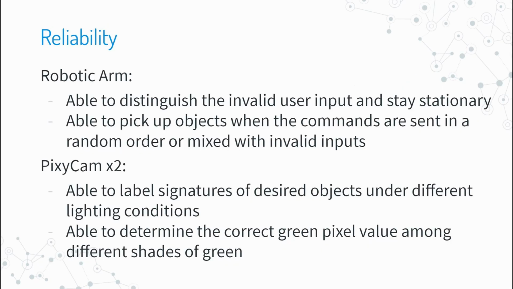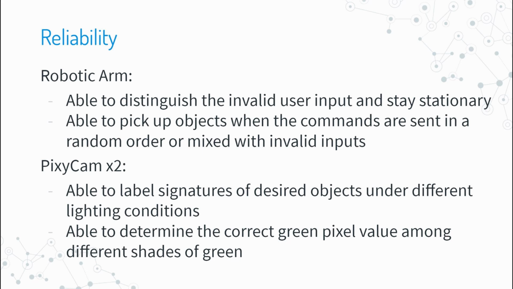Here we have the reliability of our designed system. The robotic arm is able to distinguish invalid user input and stay stationary. It is able to pick up objects when the commands are sent in a random order or mixed with invalid inputs. For the 2 PixieCams we have for our system, the first one, which is used for the robotic arm, is able to label signatures of desired objects under different lighting conditions. The second one, which we use for navigation, is able to determine the correct green pixel value among different shades of green.